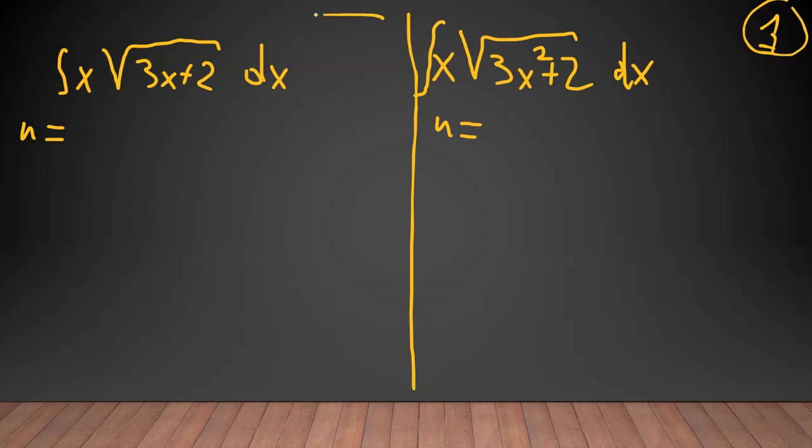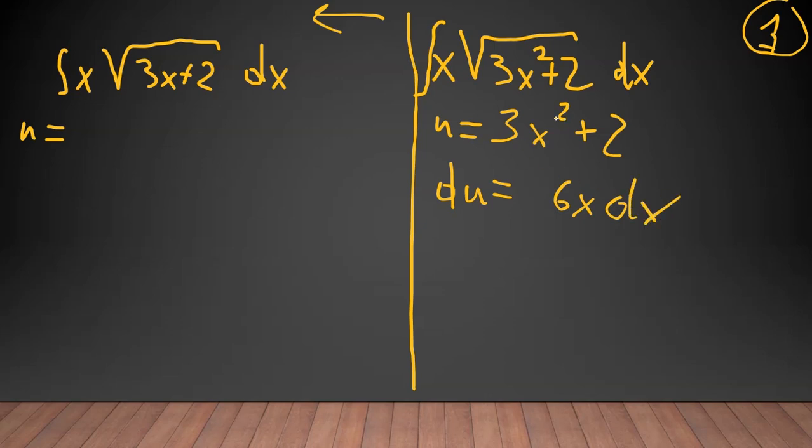So we compare it with this, and you will notice the necessity of a different approach. So let's find the u. Here we have the integral of x times the square root of 3x squared plus 2. Then u equals 3x squared plus 2. In that case, du will be 6x dx, because we have 2 here.